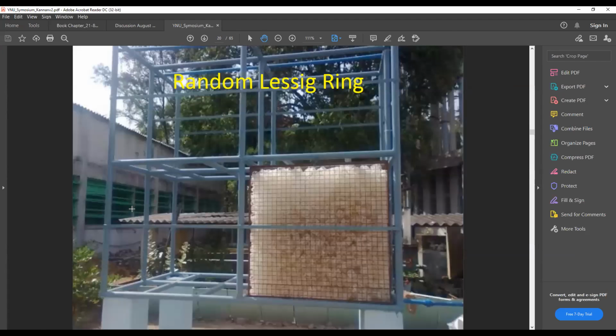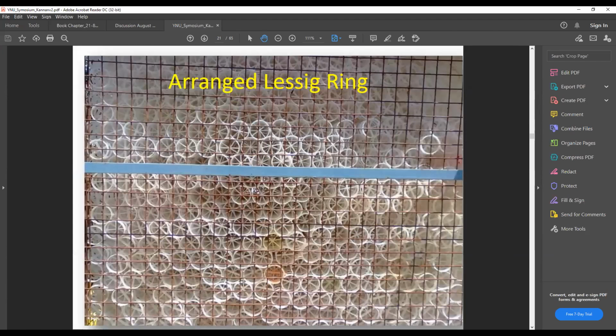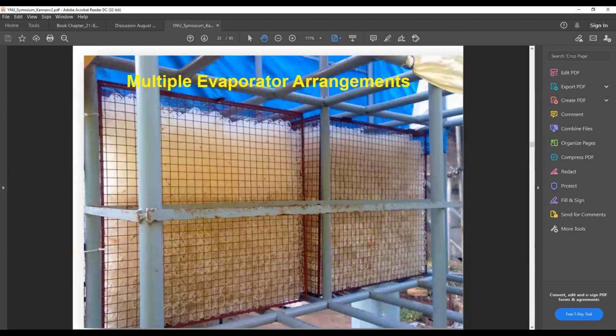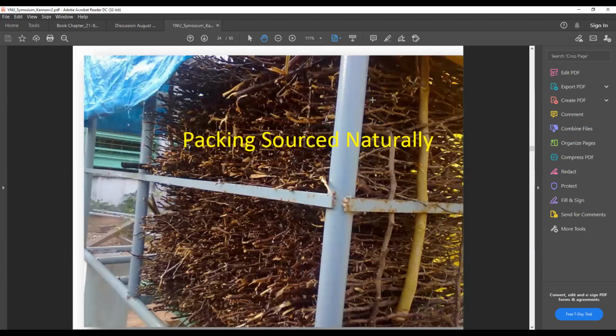So this is the setup in which the rings were packed. This is the arranged Lessing ring. And this is the overall view of the setup. You can see the solar panels in the foreground, and these are the water storage units. We also had multiple evaporators where we could have more than one cage where the evaporation can be enabled. We also put natural vegetation in the evaporator, so that it can become a cost-effective operation.